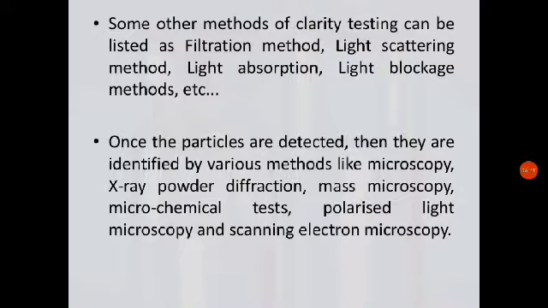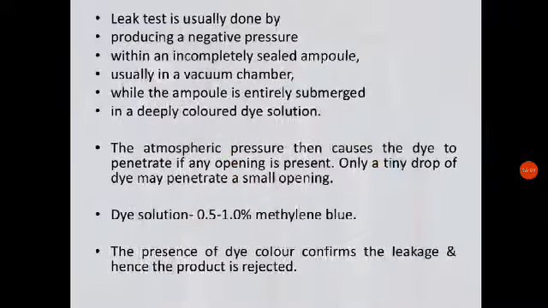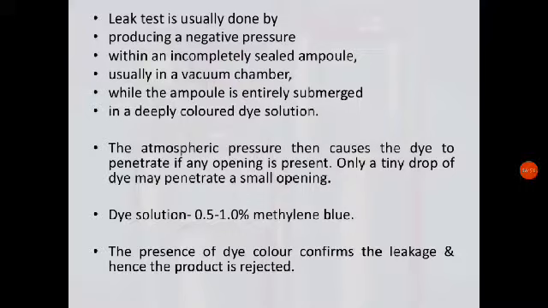Similarly, filtration method, light scatter method and light blockage method can also be employed. Then the leakage test. Here the packaging integrity is tested for hermetically sealed containers for a single dose. If there is a capillary pore or tiny cracks, it may cause leakage, and the leakage test is intended to detect incompletely sealed ampules, presence of cracks, openings, etc., so that they can be discarded.